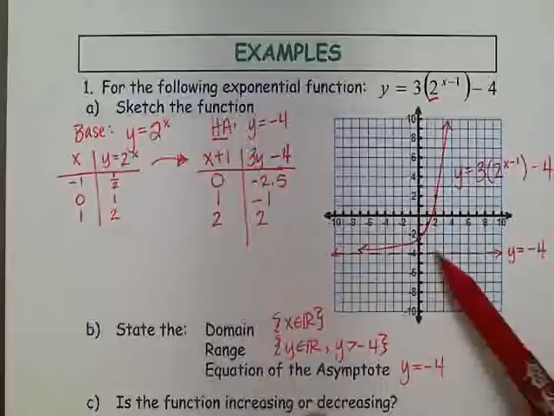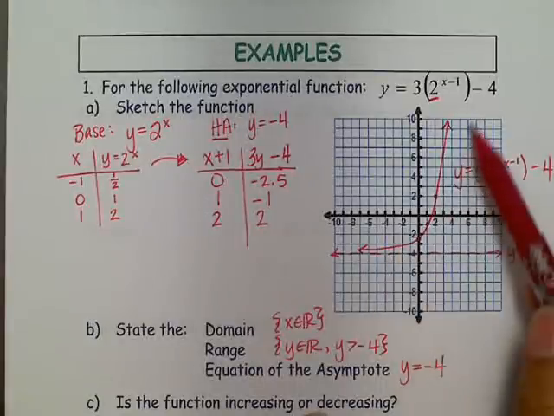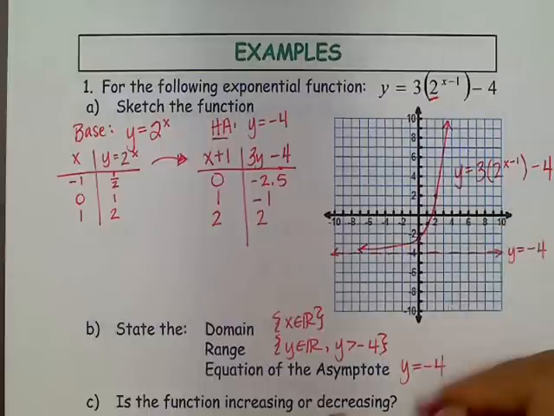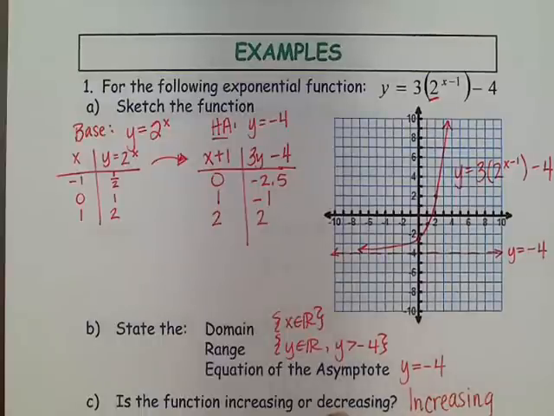Equation of the asymptote is y equals -4, and as you can see, as we move from left to right, the graph is actually increasing. So as you move from left to right, you're going from smaller numbers to higher numbers. So the function is actually increasing in this case.